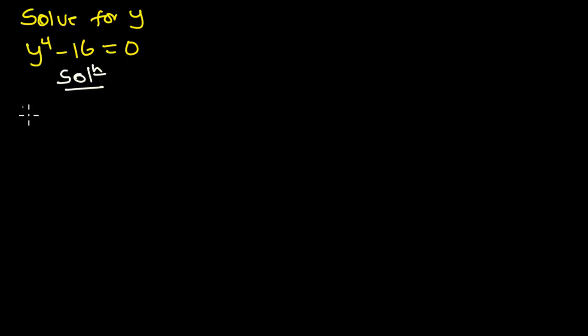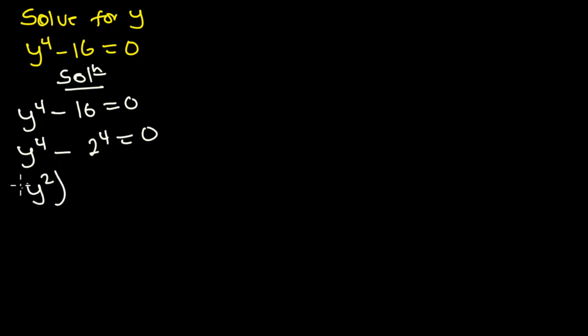Now from the question we're given y exponent 4 minus 16 is equal to 0. Now from here we are going to have y to the power 4 minus, then you can rewrite 16 as 2 to the power 4 is equal to 0. Now I'm going to rewrite y exponent 4 as y to the power 2 all exponent 2 minus, then I'm also going to rewrite 2 to the power 4 as 2 exponent 2 all exponent 2 is equal to 0.